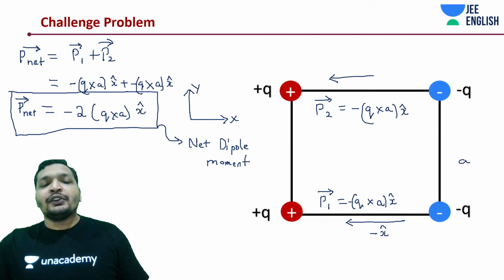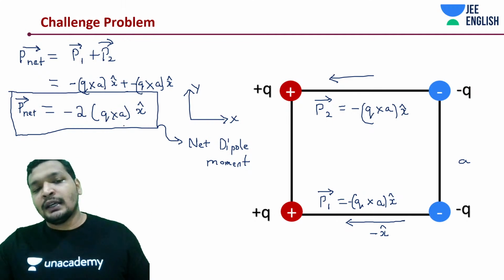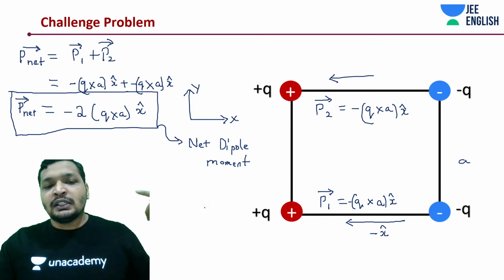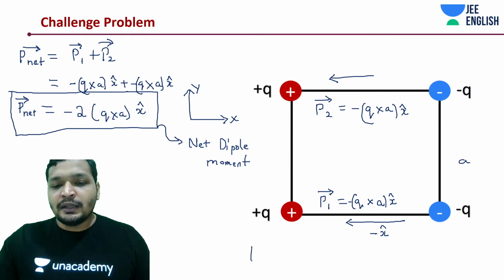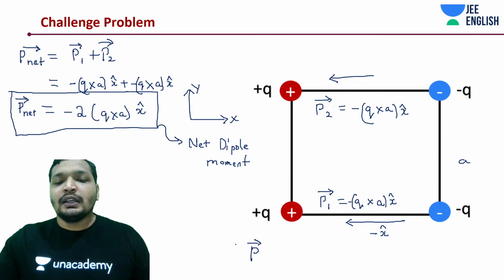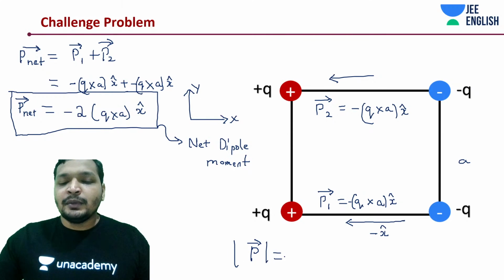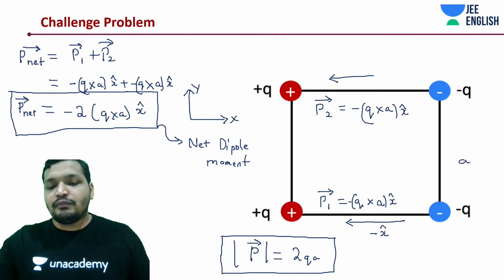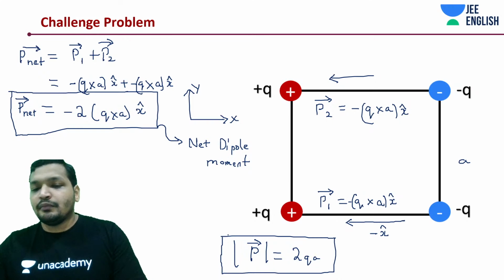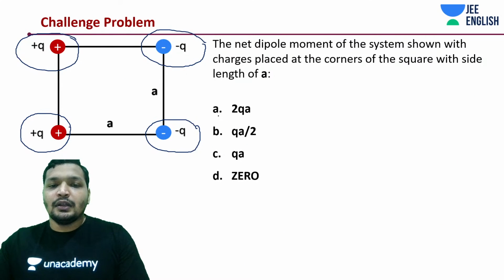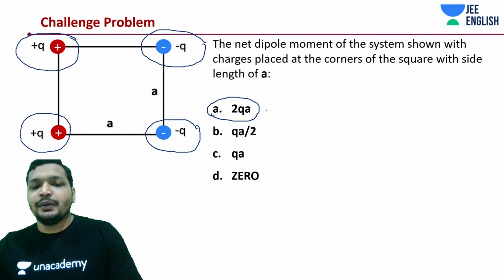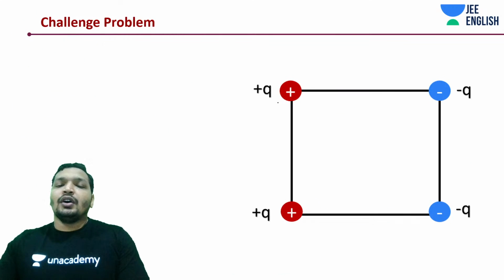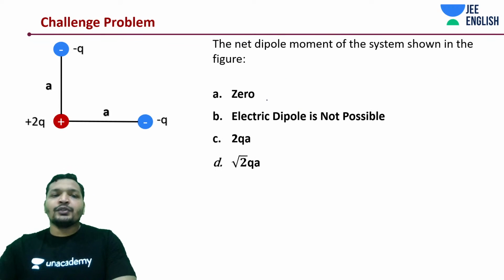So this is the magnitude of net dipole moment, vector quantity. But what about the magnitude of this dipole moment? This is the value of dipole. Okay, magnitude of dipole moment is going to be 2q into a. Simple as that. Alright, answer should be A. Alright. Let's move on to the next problem then.